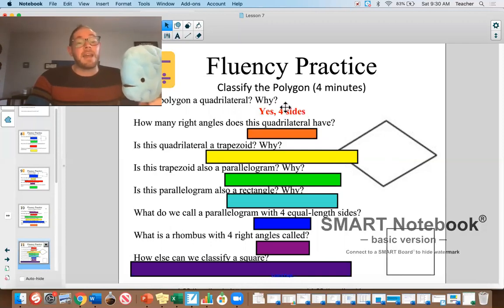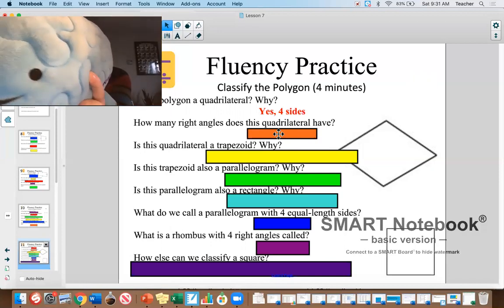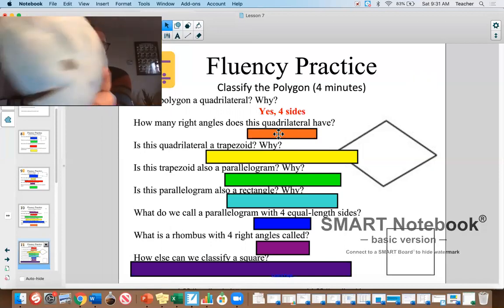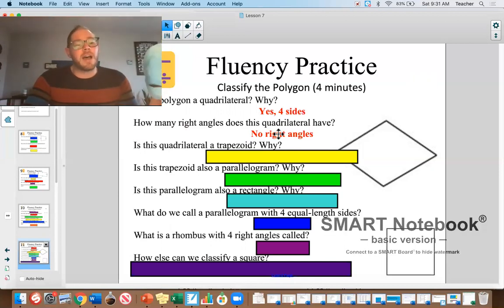Yes, it is a quadrilateral. It has four sides. How many right angles does this quadrilateral have? Go ahead, have a look, see if you can find any right angles there. I see Brain is looking really hard. Brain, how many right angles does this quadrilateral have? None, there are no right angles.